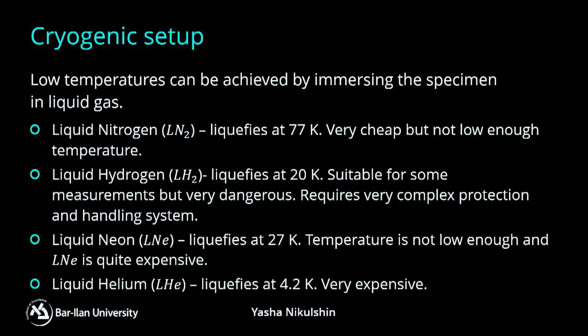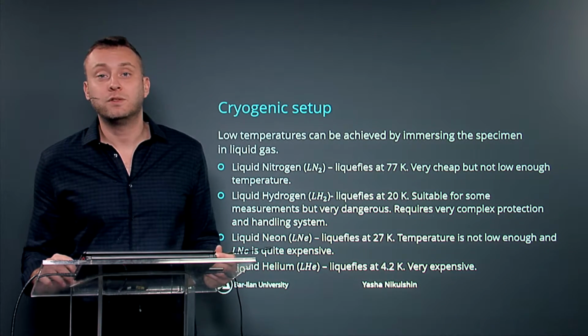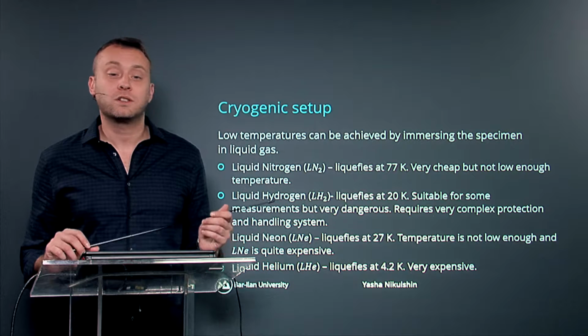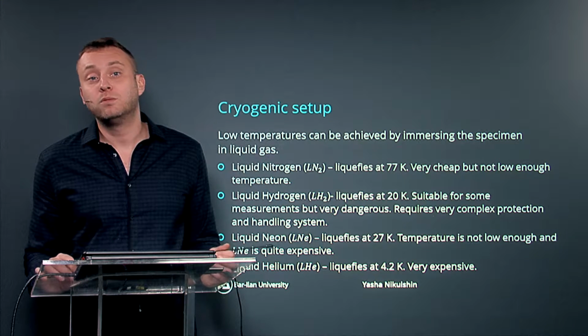Liquid hydrogen, 20 Kelvin, suitable for some measurements, but very, very dangerous, and requires a very complex protection and handling system. Liquid neon, 27 Kelvin, the temperature is not low enough, and it is quite expensive as well. And liquid helium, a very common one, 4.2 Kelvin, but very, very expensive, and the whole world is trying to avoid using liquid helium when it's not needed, because the Earth is losing its helium.